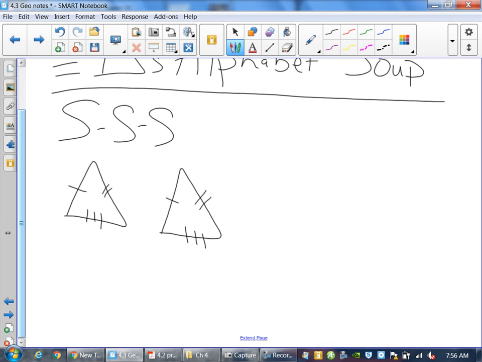We have side, angle, side. Hey, notice, where's that angle? It's between the 2 sides, right? That means it's called included. The angle between the 2 sides that are congruent. Here's what it looks like with the diagram.